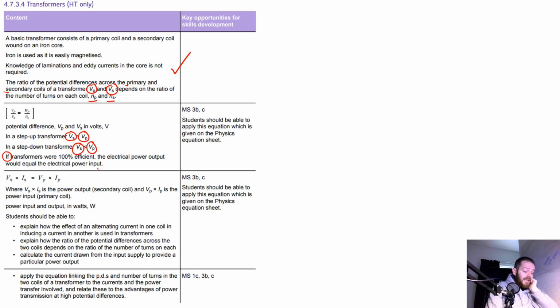Oh, I'm sorry, the key thing to take from that though, if they were efficient, the electrical power output would equal the electrical power input. Okay, we'll talk about that later. Here's the second equation that we need to know about.